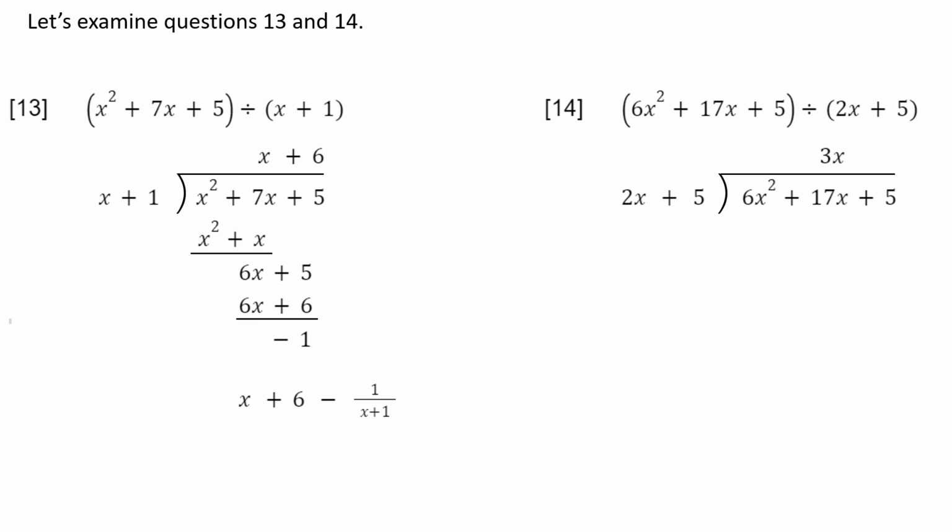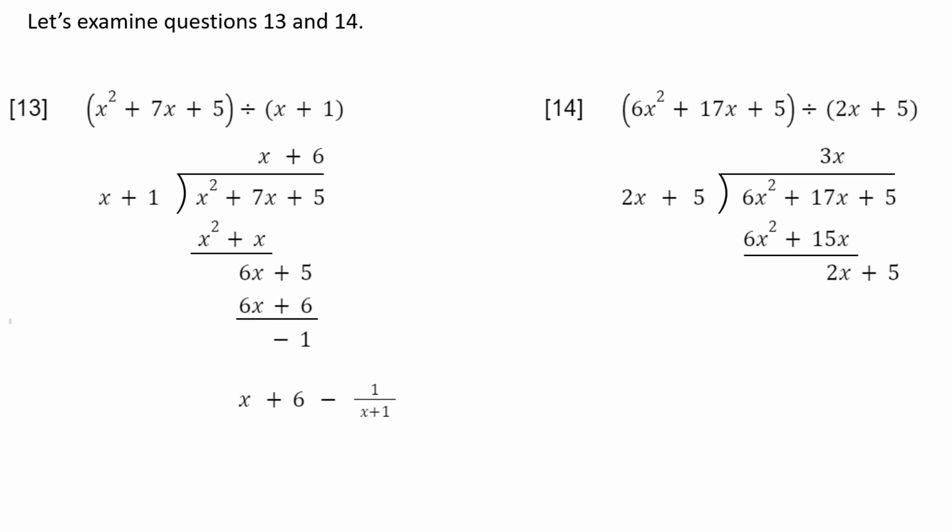Number 14, when did that 3x show up? It showed up a little bit early. Oh well, it's here. 2x times 3x will give me a 6x squared. And then I've also got 5 times 3x. That's where that 15x comes from. Hey, let's subtract. 17, take away 15 will leave me 2, so 17x, take away 15x will leave me 2x. The 6x squared's canceled, obviously. Bring down the next term.